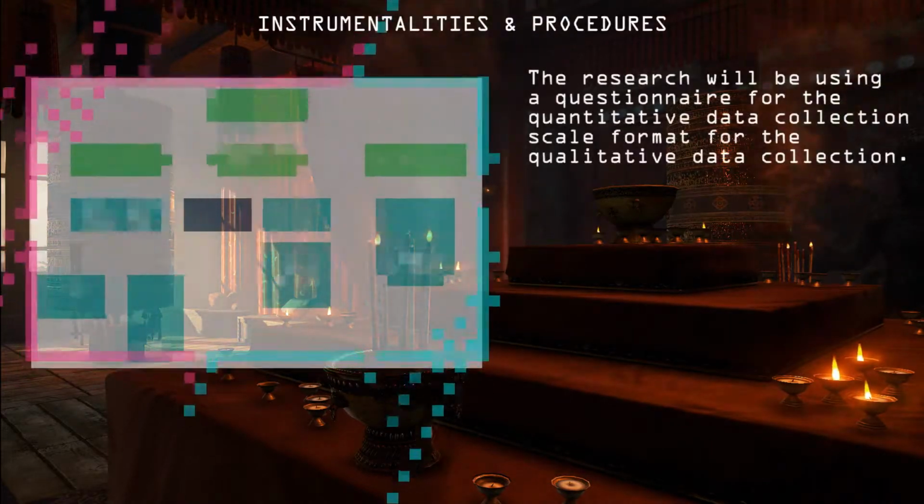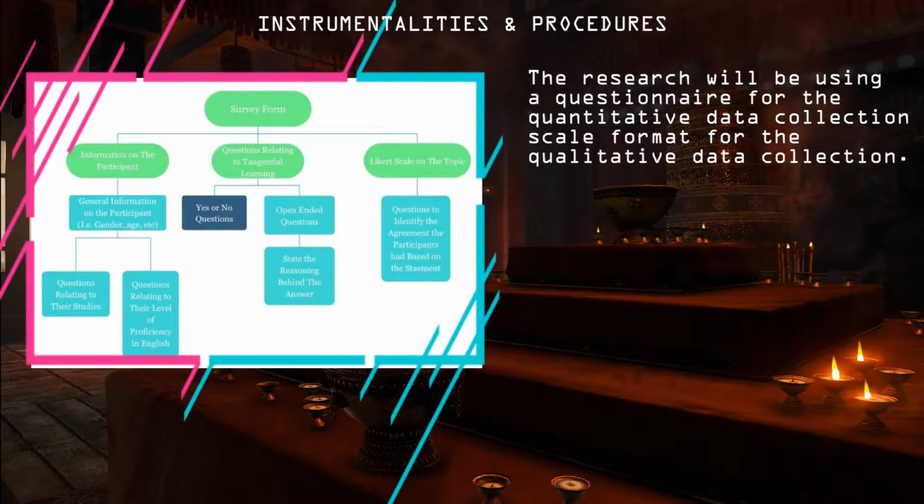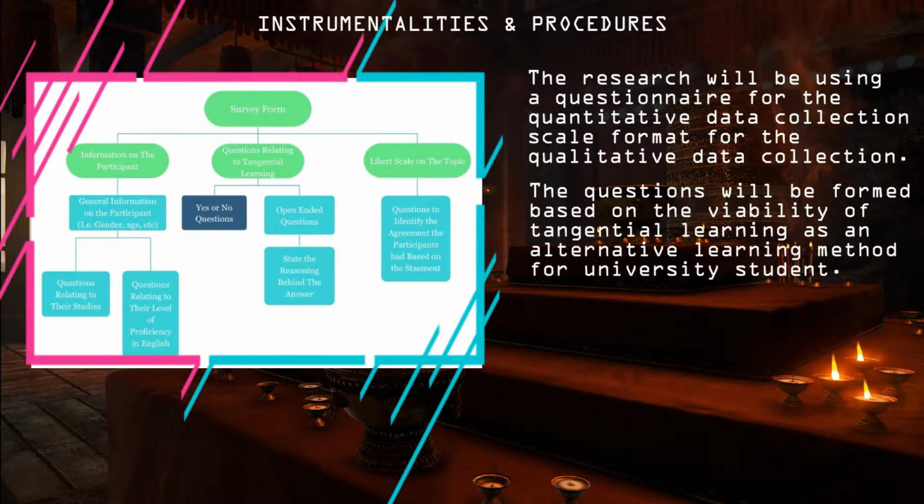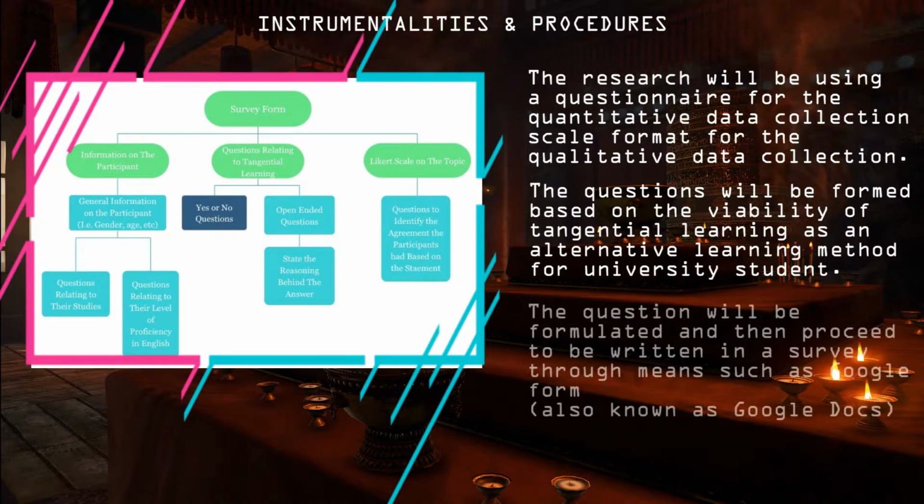The research will be using a questionnaire for the quantitative data collection through a Likert scale format. The questions will be formed based on the viability of tangential learning as an alternative learning method for university students. The questions will be formulated and then written in a survey through means such as Google Forms, also known as Google Docs.